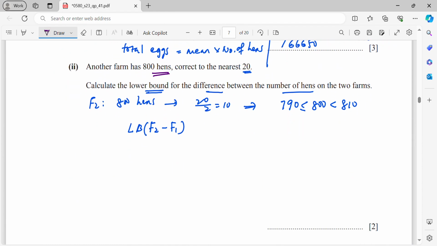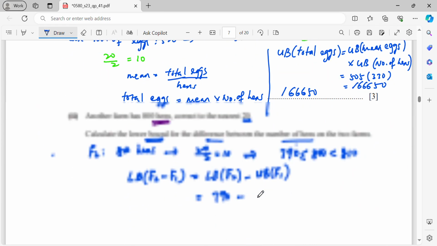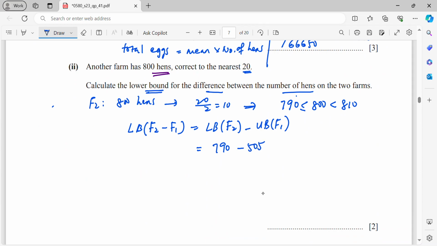Now for your information, when you need to find the lower bound of the difference, this is basically lower bound of f2 minus upper bound of f1. It is not lower bound of f1, so we take the upper bound. So lower bound of f2 is 790 minus upper bound of f1. The upper bound of f1 is 505, so we don't use 495. So we minus 505, then you will be getting 285. So that is your lower bound of the difference.